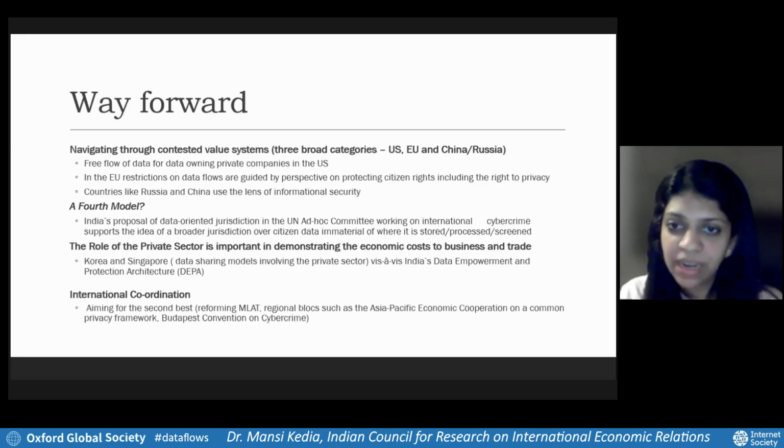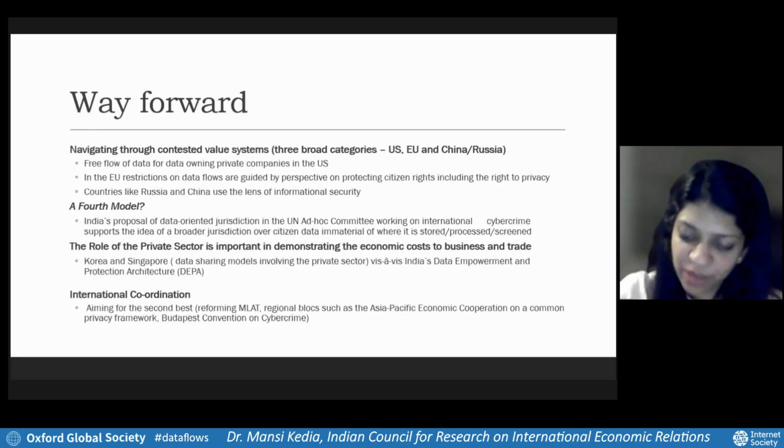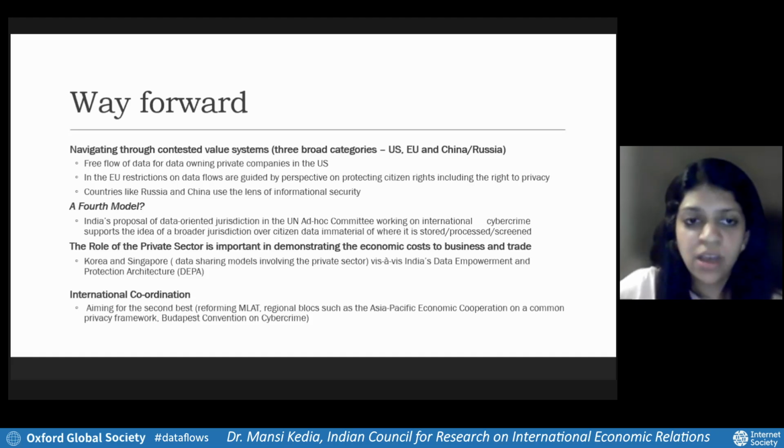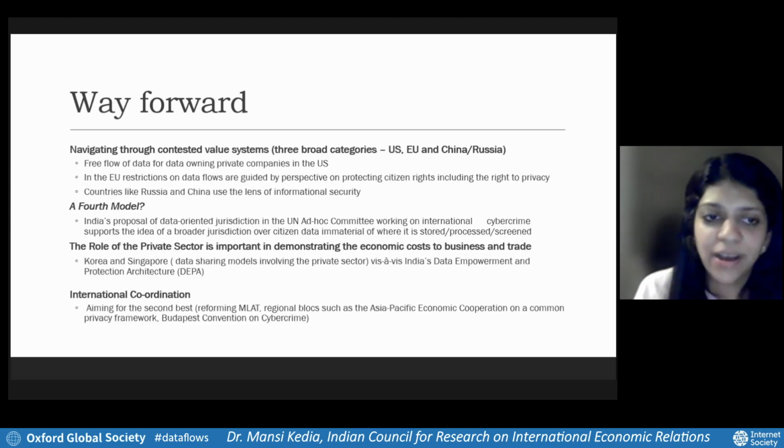India is still very domestically and government oriented. India's data empowerment and protection architecture, for instance, largely focuses around what the government can do and government engagements, and not so much on how we can engage the private sector into this model.